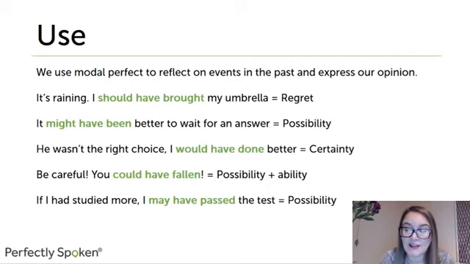So this is the key difference. The modal that you choose to use conveys your opinion on past events. If you look at the last one again, if I had studied more, if I'm certain, I can use would. If I had studied more, I would have passed the test. And then the listener knows that I'm certain. But by choosing may, I'm just suggesting an element of possibility. I'm suggesting that perhaps I'm not sure I would have passed if I had studied more.